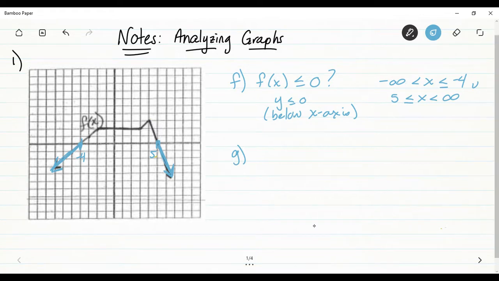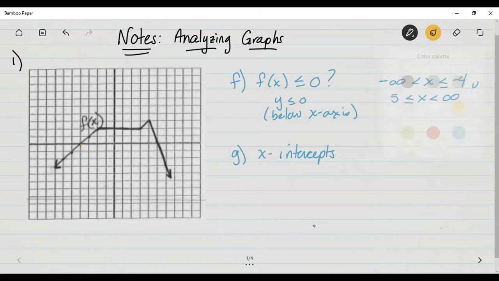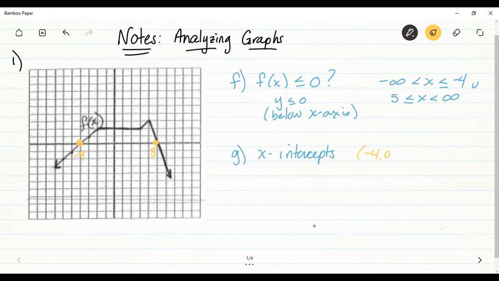Part G, we're looking to find x-intercepts. X-intercepts, of course, as we remember from Algebra 1, are where we are touching the x-axis. And I just erased them. Those 2 points are here at -4 and here at 5. Our x-intercepts are coordinates -4, 0, and 5, 0.